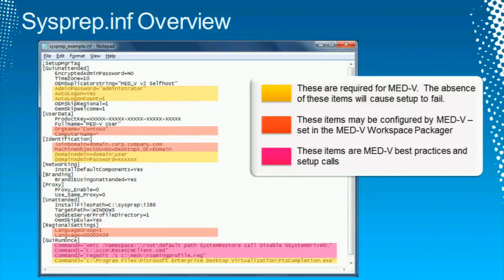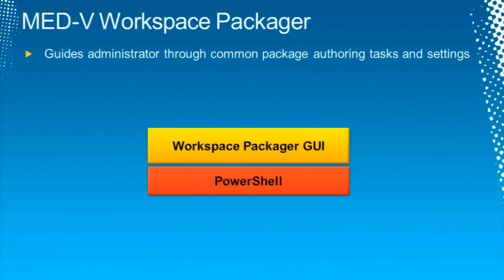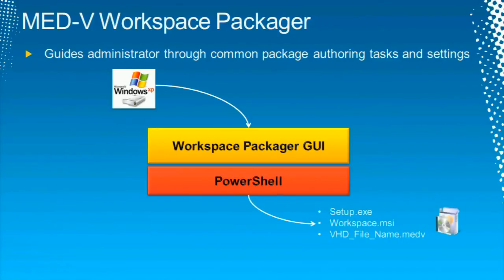Okay? So moving forward, now we've got our image and it's ready to go. So we fire up the Medvi packager, and we'll do a demo of that in a moment. The packager is the utility that you'll use to output the files that you'll use for deployment. And so in goes that XP image. It'll go into the workspace packager. You'll do your configurations around that, and it will output 3 files.